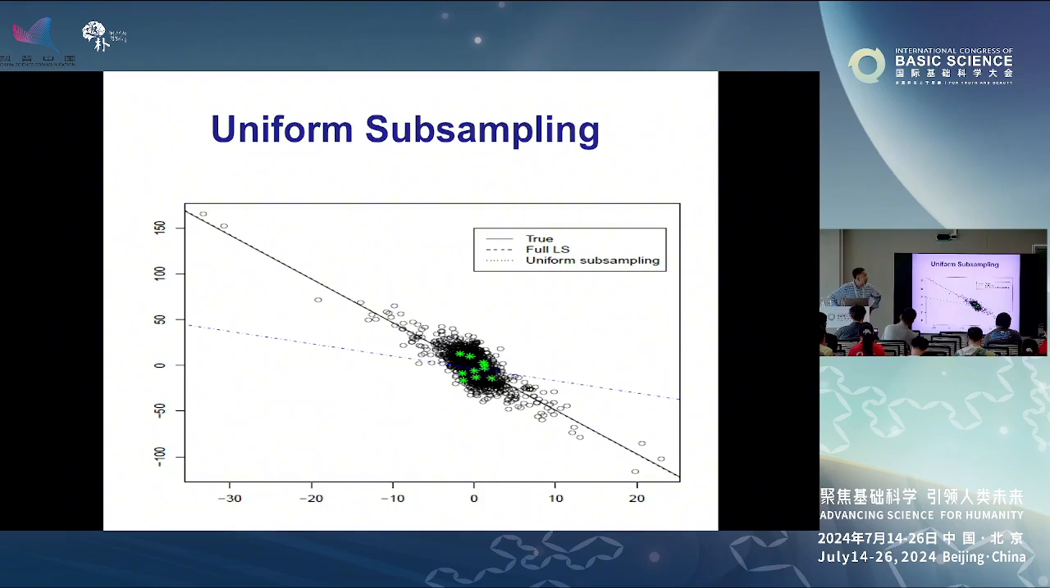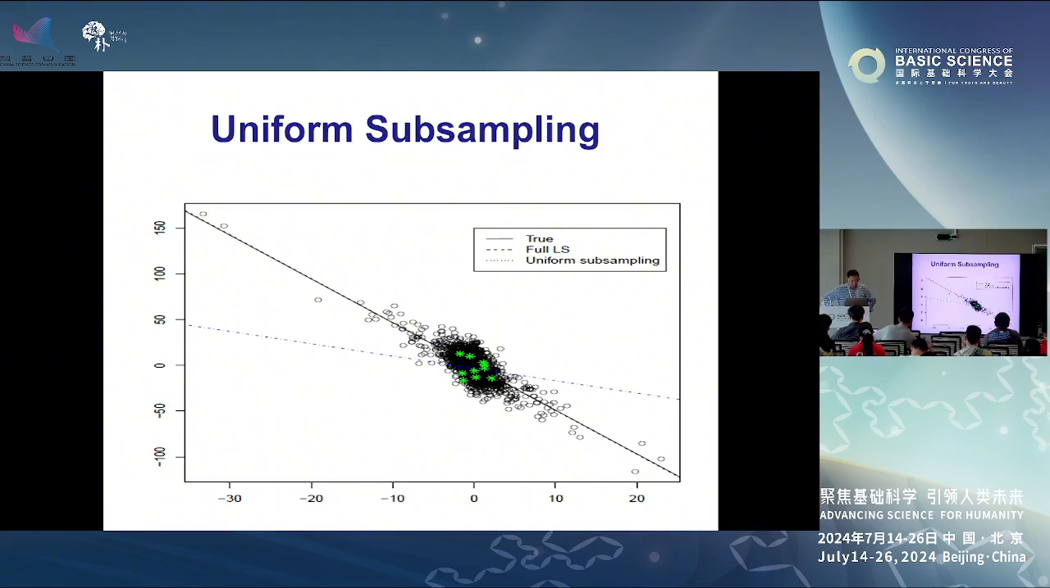The true model is this black line. I generate 2,000 data points, and if I use the full data to fit a least squares line, it's this dashed black line. It's hard to visualize because it's almost identical to the true line I generated the data from.